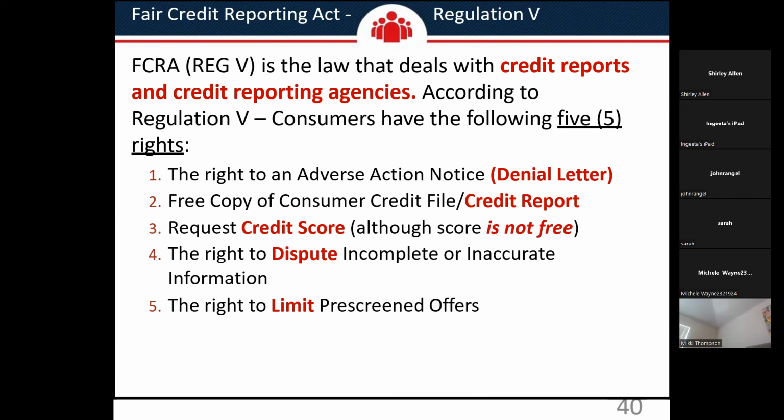The right to an adverse action notice, which is also called a denial letter. The right to a free copy of the consumer credit file or credit report. The right to request a credit score, although the score is not free. They caught a lot of people on that question, free credit score, and you think it's a free credit report because you're nervous and you're not reading it. Make sure you read it carefully and see what they're asking about. The right to dispute incomplete or inaccurate information, and the right to limit any pre-screened offers.